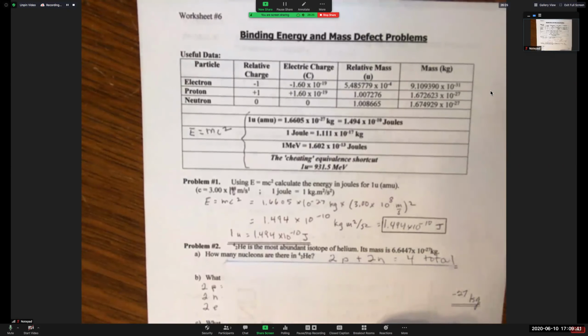It says, how many nucleons are there in helium-4? Well, that's easy. There are 4. That's what the 4 means. There's 4 nucleons that are made up of 2 protons and 2 neutrons. So we have a 4 total.